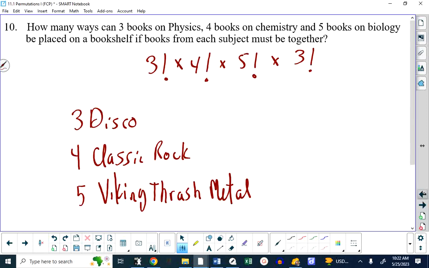or about cars parked in a parking lot. I can make it into just about anything. I could say that I have 3 different cars, 4 different trucks, and 5 different, I don't care, unicycles. How many ways can I line them up so that they are all together within each group?